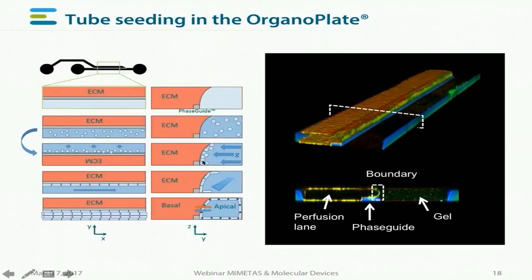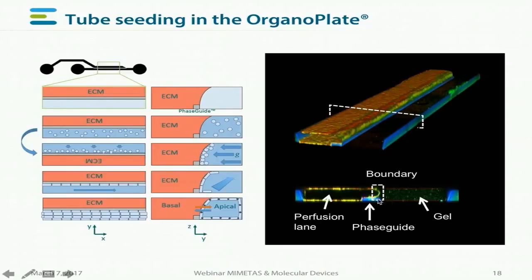When the cells have attached to the gel, they will start to grow and form a continuous layer along the circumference of the channel. The perfusion flow of the medium goes through the lumen of the tubules. Here's an example of such a tubule. Here's the gel, and there's the tubule. In this case it's MDCKs. It's a dog kidney tubule cell line.